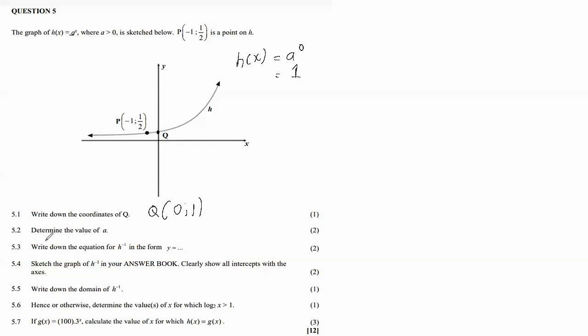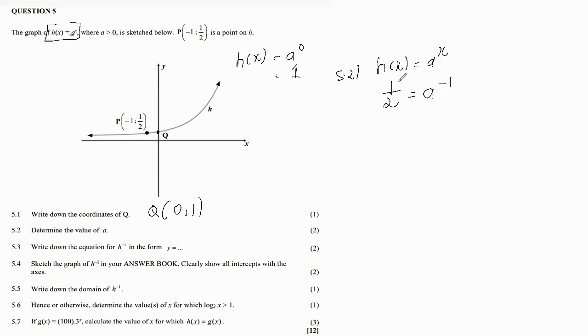Then the next question, 5.2, says determine the value of a. So how do we now determine the value of a? We are given the coordinates here for P. That means we can use this equation here and substitute into that. So to solve 5.2, we have h of x is equal to a to the exponent of x. Now our h of x is our y coordinate, so that's 1/2. And then we have a here, but our x value is -1.